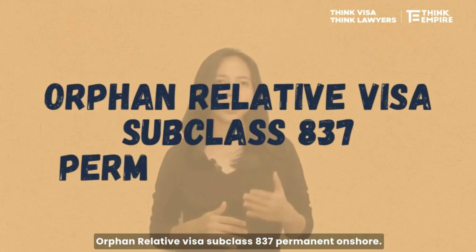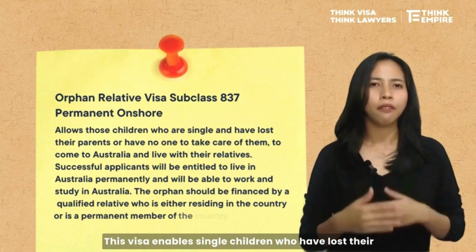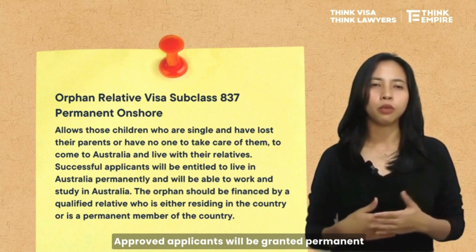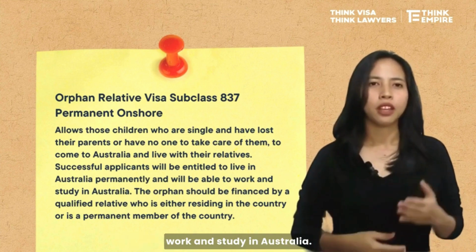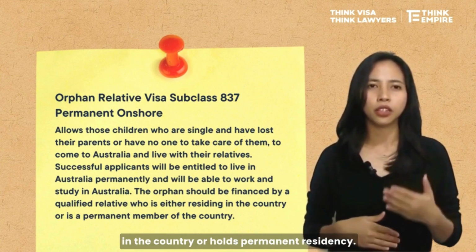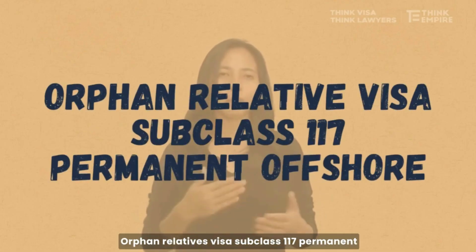Orphan relative visa subclass 837, permanent onshore. This visa enables single children who have lost their parents to join their relatives in Australia. Approved applicants will be granted permanent residency, affording them the opportunity to work and study in Australia. The financial responsibility for the orphan lies with a qualified relative who either resides in the country or holds permanent residency.